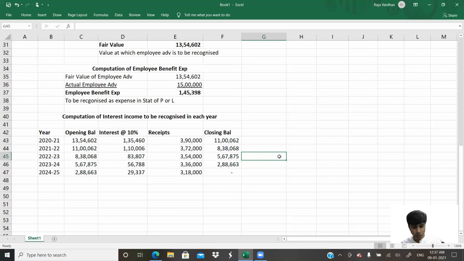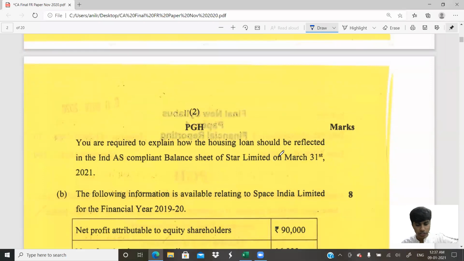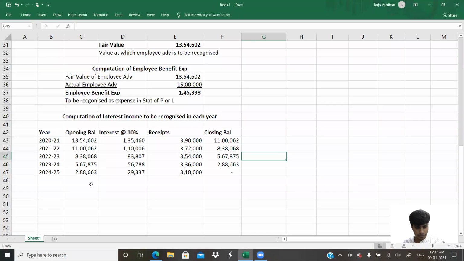Now, further in the question, they've asked us how exactly it will look in the balance sheet. Have a look. They've asked, you are required to explain how the housing loan should be reflected in the Ind AS compliant balance sheet. So disclosure in the balance sheet. Financial asset in balance sheet. How does it appear in the balance sheet? That's our next question.